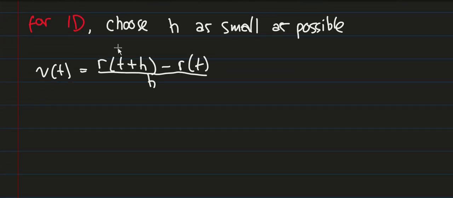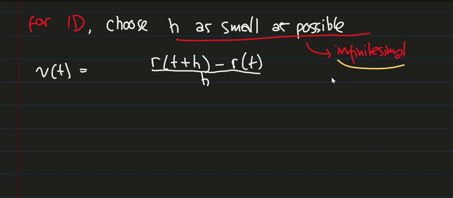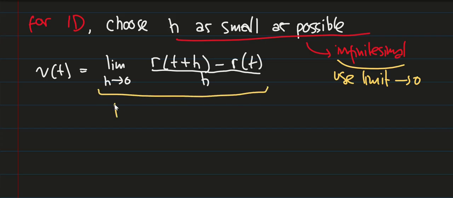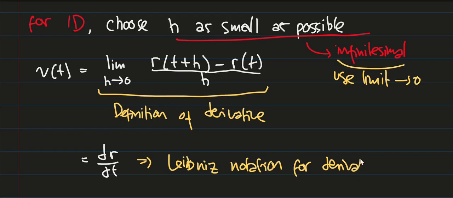That means now I will have an infinitesimal change, using the limit as h equals 0. So h goes to 0, and this is the velocity at an instant of time, which is the definition of the derivative, usually denoted like this, known as Leibniz notation for the derivative.